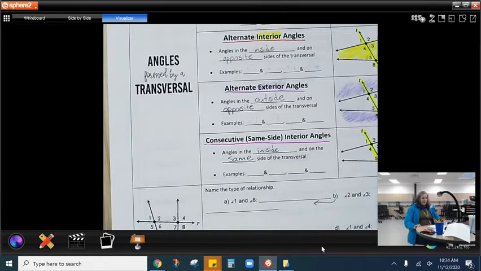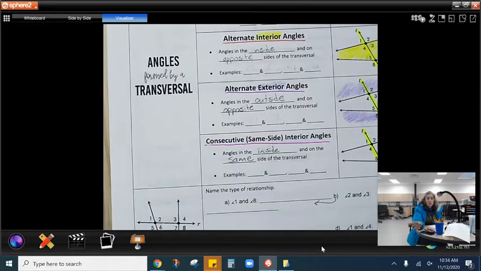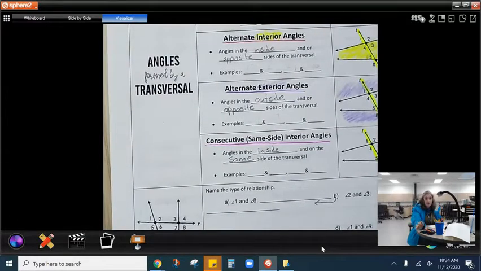Hello, geometry. I wanted to separate this video into two different ones. We've talked previously about parallel and skew lines. Today we're going to talk about the other half of lesson 3.1, which is pairs of lines and angles.